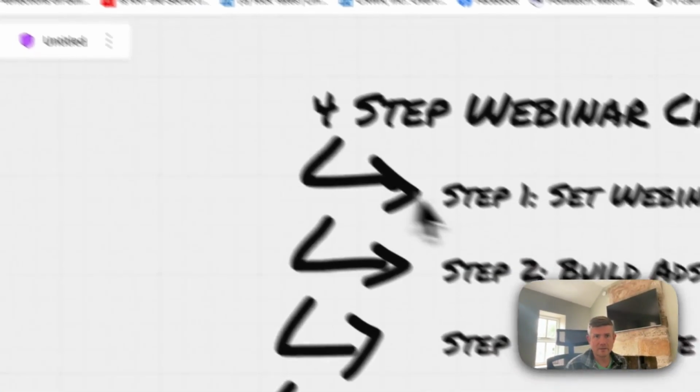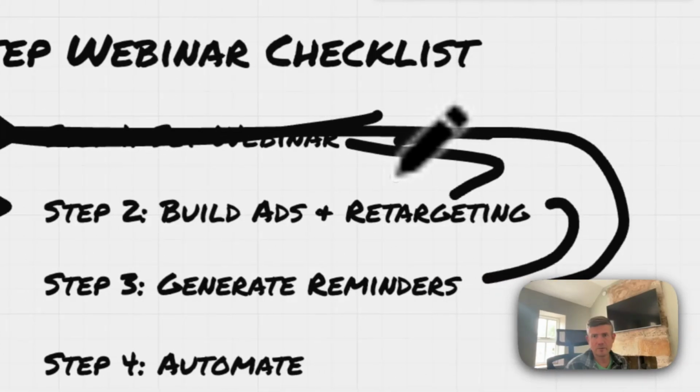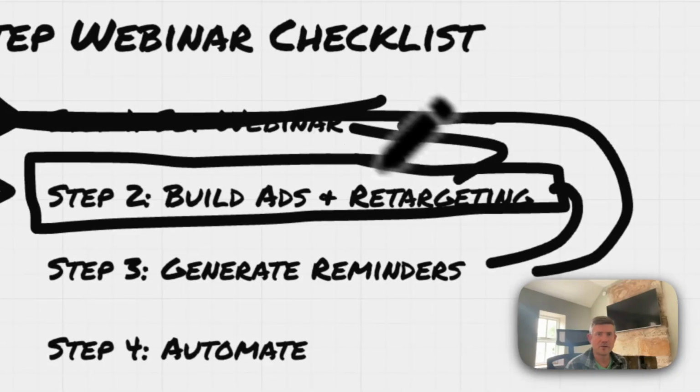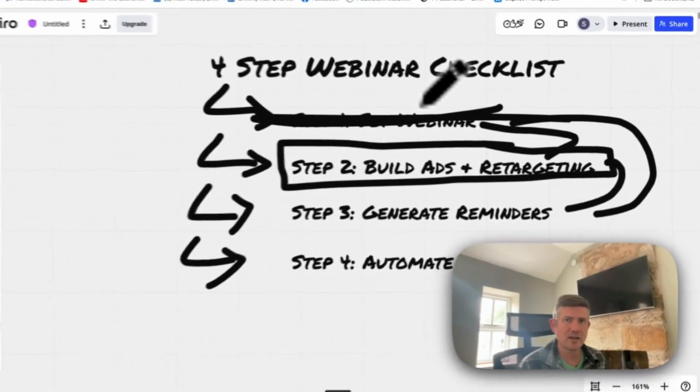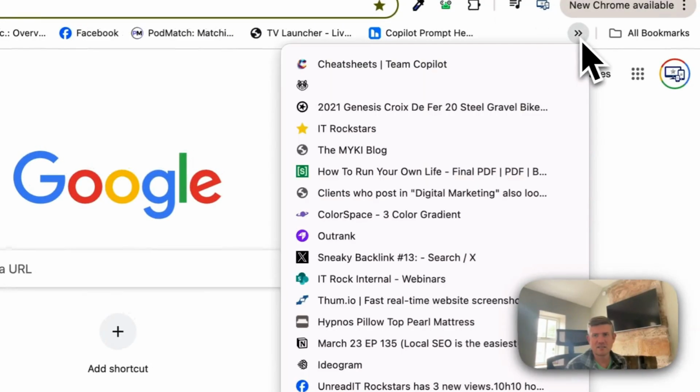So if we go back here, we can score off, we've set up the webinar, we can score that one off. And then we're actually building the ads and retargeting. Now we're going to be setting up 2 separate campaigns for this. First campaign is going to be lead gen ads on the Meta platform. The second campaign is going to be for retargeting.